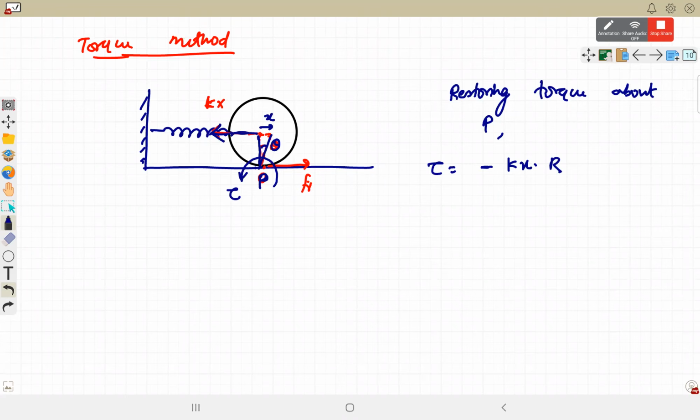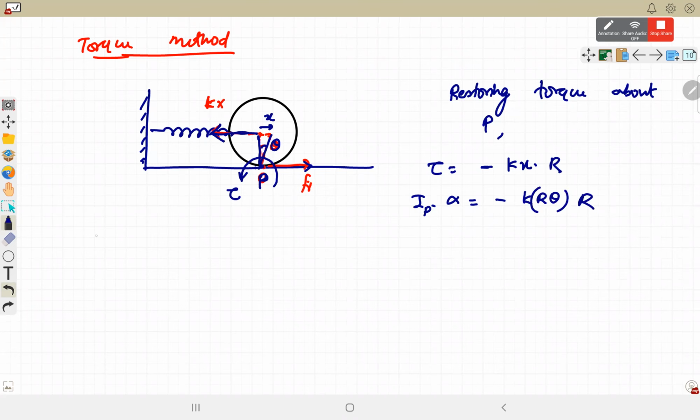Friction causes the body to accelerate in the forward direction. लेकिन जब हम torque calculate करते हैं about point O, so हमें moment of inertia भी उसी point के about चाहिए, is equal to minus k. X will become r theta.